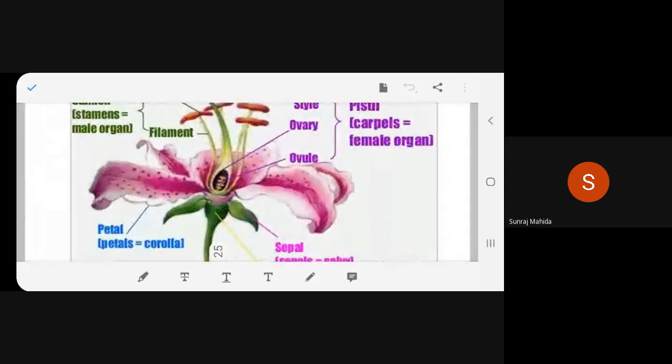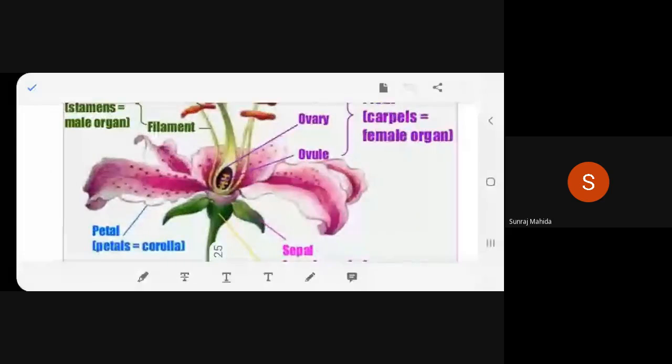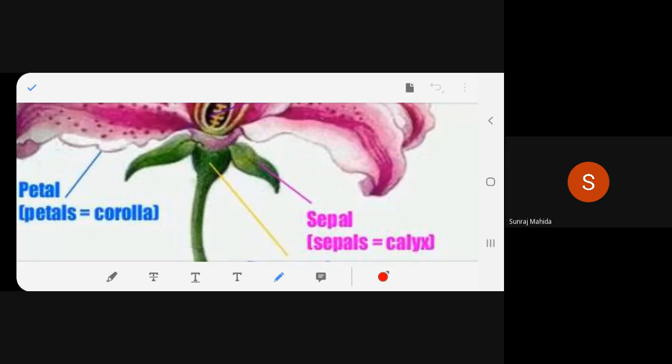The structure of a flower. What is this green color structure, beta? Take a rose, or take any flower and observe today what I taught you. This is called the sepal. Green color.